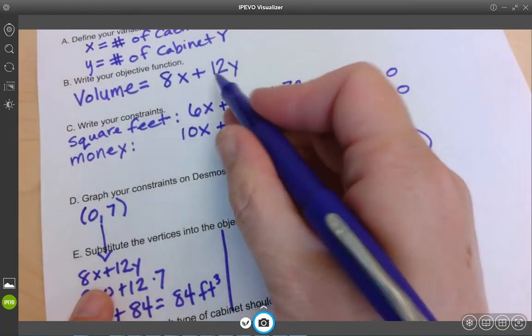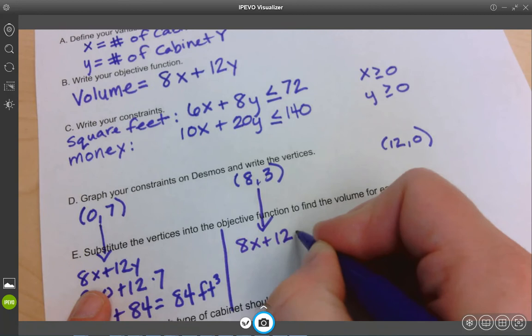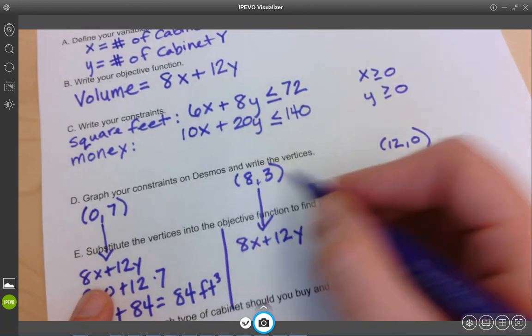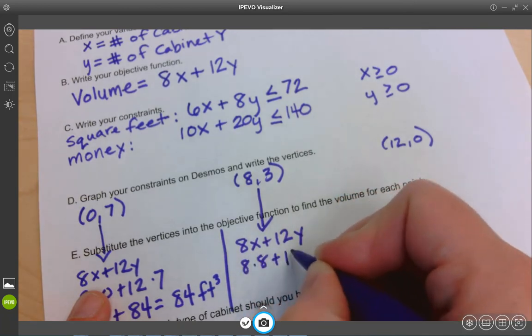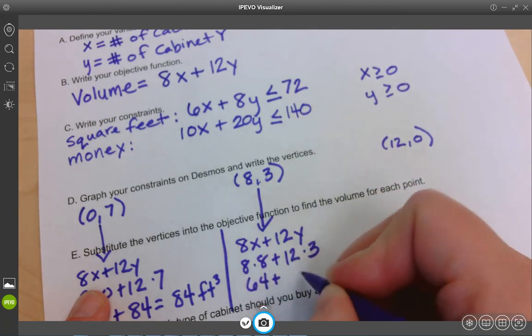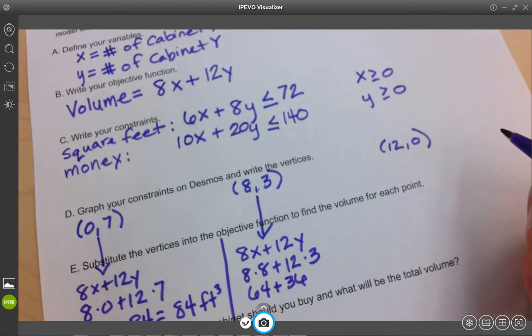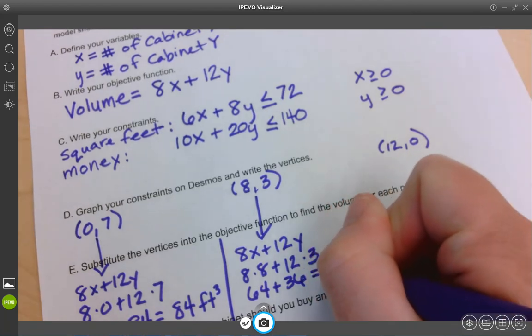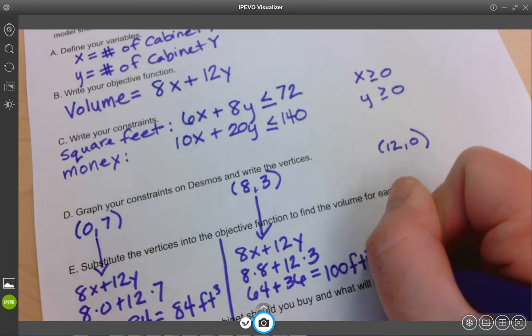All right, next one, we still use our volume function, 8x plus 12y. And this time I'm going to substitute a different vertex in. I think I get 100 this time. Did anybody else get 100 for this one? Or did you get something different? No? Okay. Everyone makes mistakes, so let me know when I make one, okay? So this time I have 100 cubic feet, so far this is the winner.